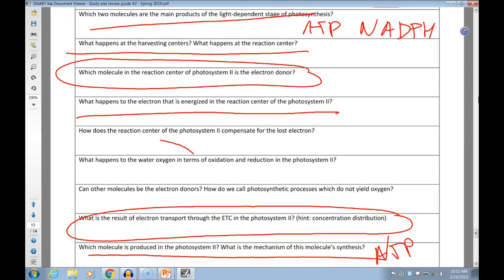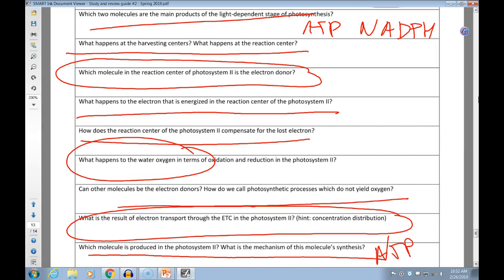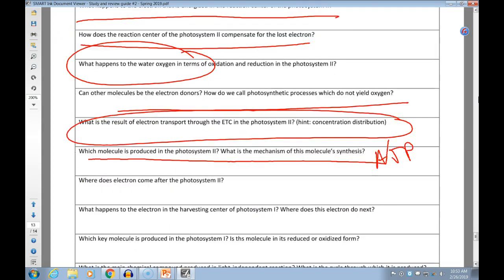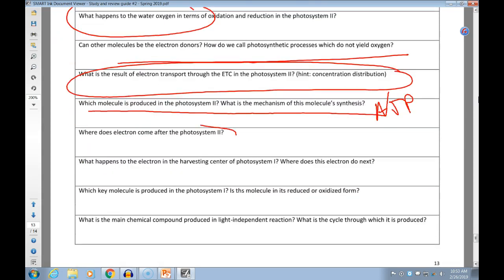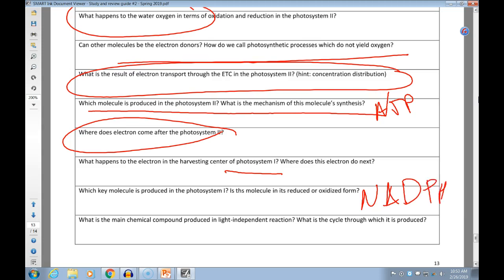Now, the oxygen of water is oxidized. The reaction center in photosystem 2 compensates for the lost electron by oxidizing water. Can other molecules be electron donors? Yes. If photosynthesis produces no oxygen but something else, we call it anoxygenic photosynthesis. After photosystem 2, the electron enters photosystem 1, gets energized again, and reduces NADP to NADPH.